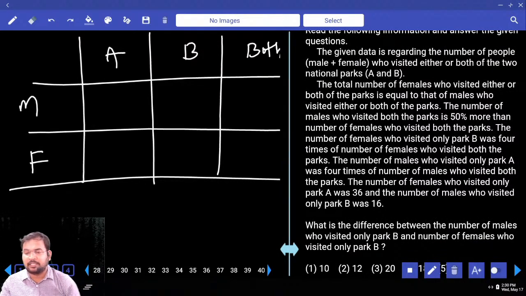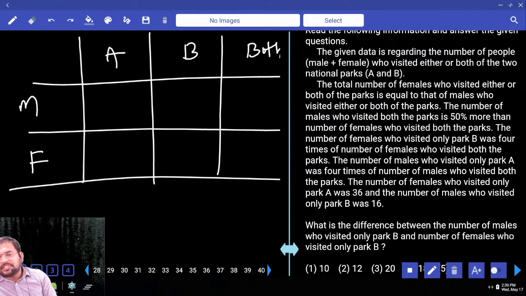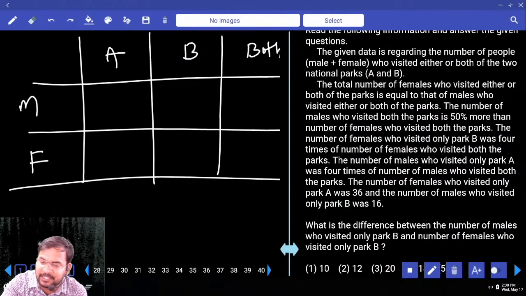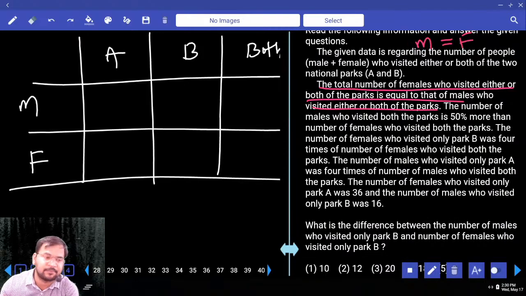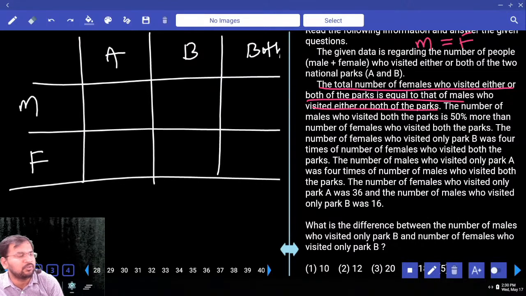So read the data. The total number of females who visited either or both parks is equal to the male who visited either or both of the parks. And that meaning of the statement is what? The total number of males is equal to total number of females. Males is equal to females.